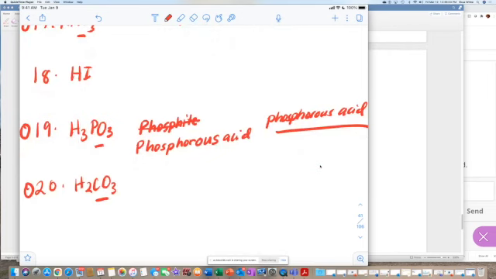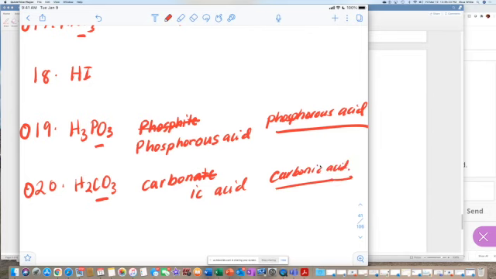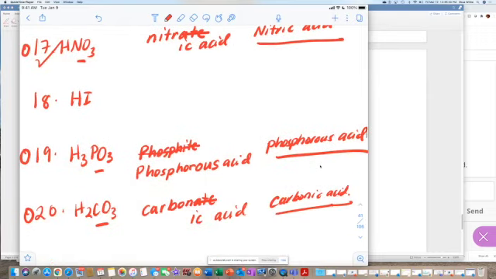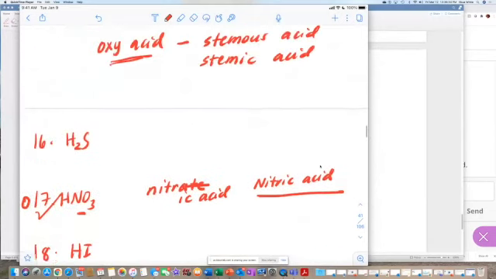This one here, you're naming the anion carbonate. This one doesn't have to be elongated, so replace the ATE with the IC acid. That's it. So it becomes carbonic acid. Okay. So I have named 17 in your lab, 19 and 20. I left the easier one for last.